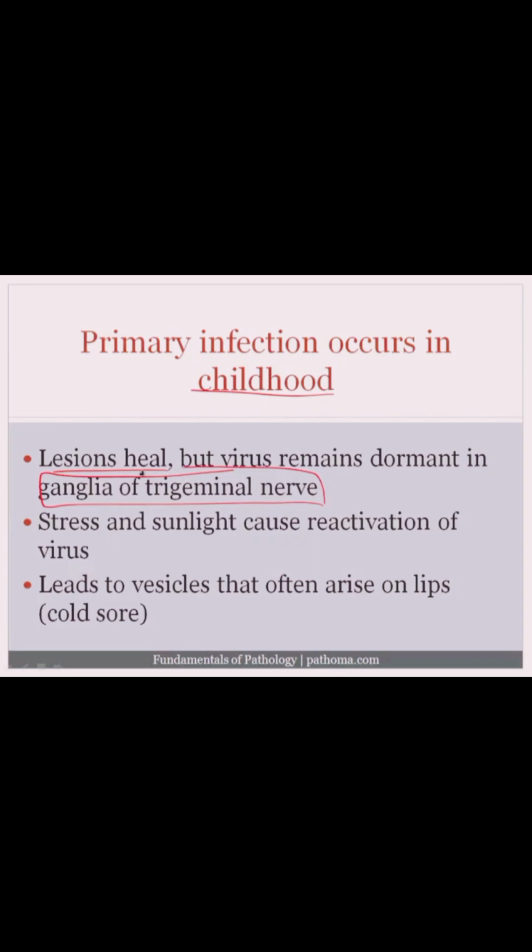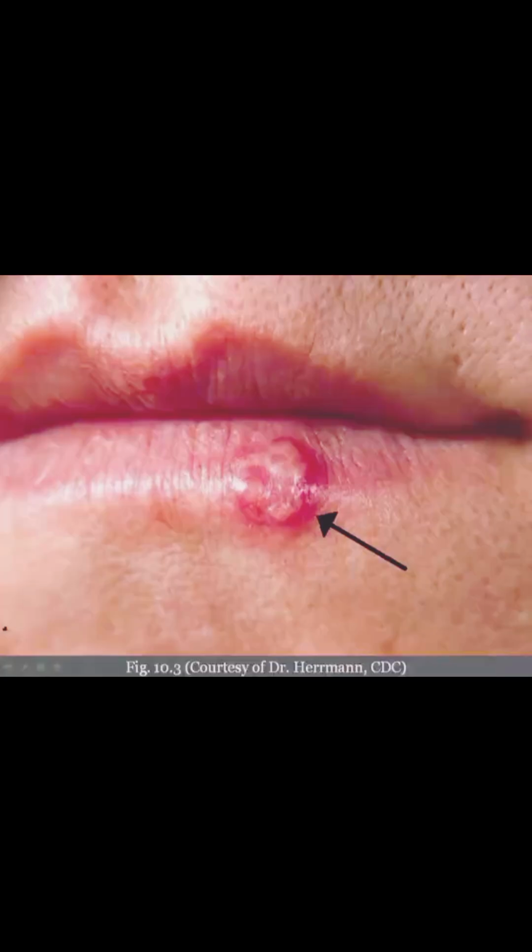Then what happens is that in the face of stress or sunlight or other types of stimuli, you get reactivation of the virus, and the reactivation of the virus leads to vesicles that usually arise on the lips and are classically called a cold sore. And here's what a cold sore looks like. It's this vesicle arising on the lips, and again, that would be due to reactivation of HSV1 virus, which was remaining dormant in the ganglia of the trigeminal nerve.